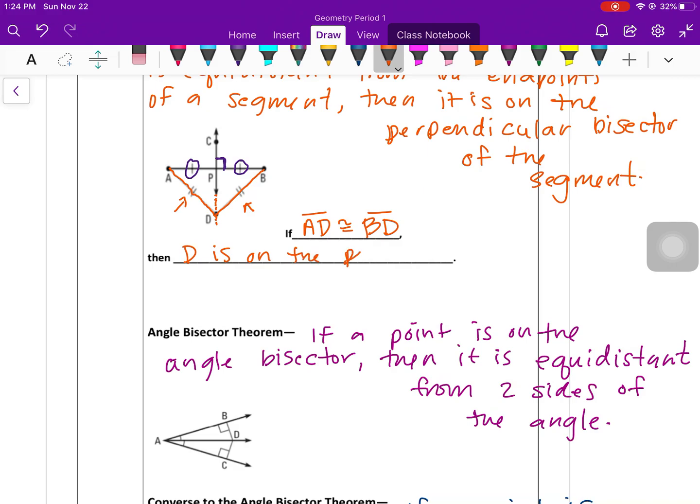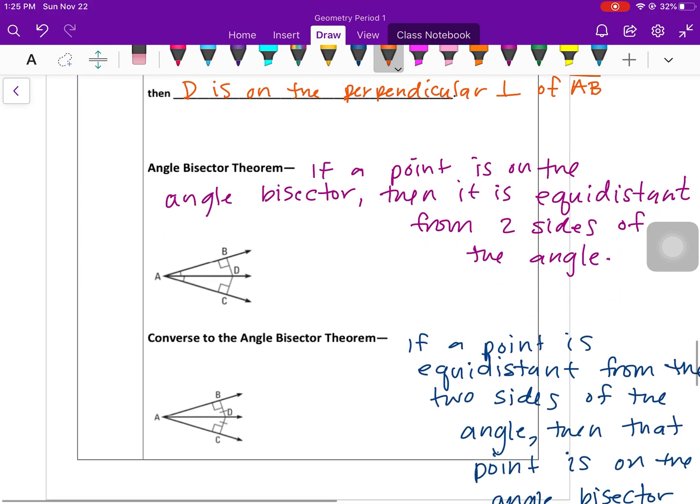is on the perpendicular bisector of AB. We would be able to extend that line down again, knowing that that is a perpendicular bisector, and we would be able to solve that triangle.